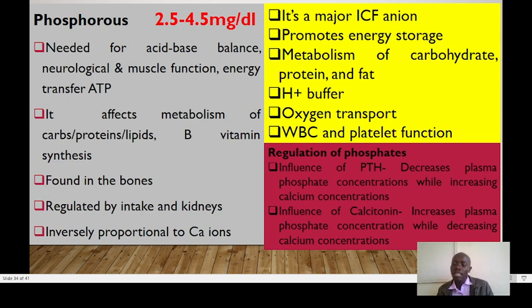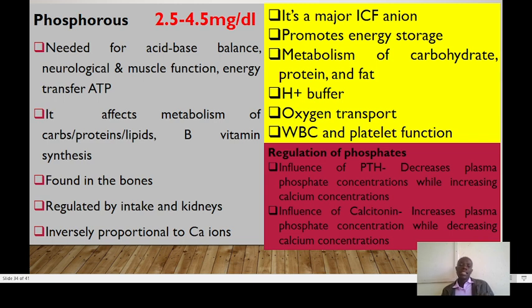It's inversely proportional to calcium ions, and it's a major ICF, intracellular space, ion. It promotes energy storage and metabolism of the carbohydrates that we have already mentioned, and it's a buffer to the hydrogen ion. So it also transports oxygen and also maintains the integrity of the red cells and platelet function.